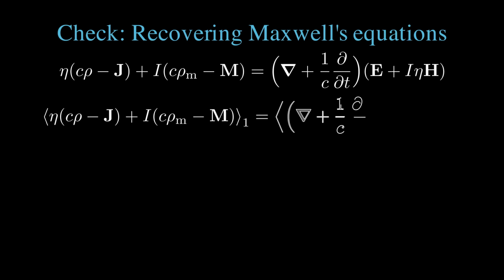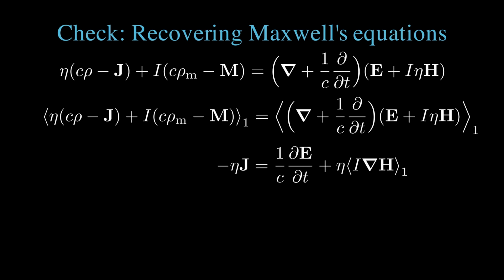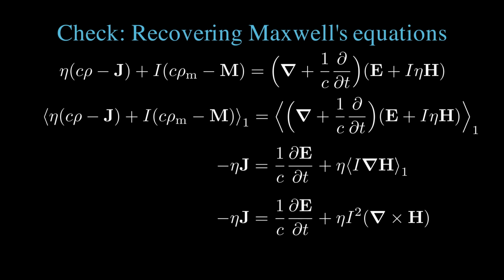Next we select the grade 1 components of Maxwell's equations. On the left, we have minus eta J. On the right, we have contributions from dE dt and grad I eta H. We can commute I and grad, and then expand grad H as grad.H plus grad wedge H. The scalar term does not contribute to the vector grade selection, and we can further expand grad wedge H as I times grad cross H. Dividing through by eta leaves us with the Ampere-Maxwell equation.